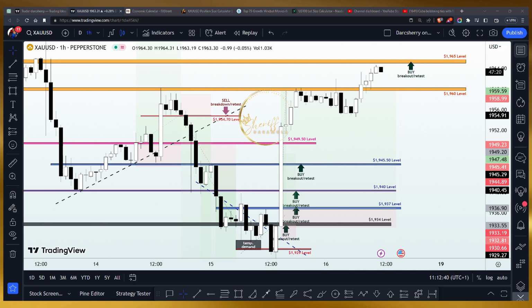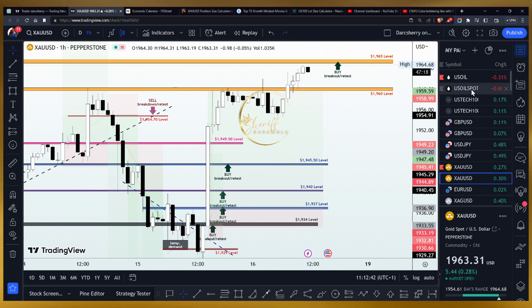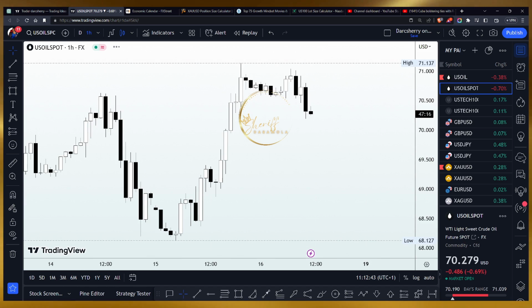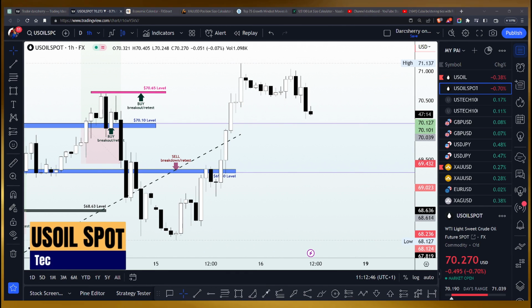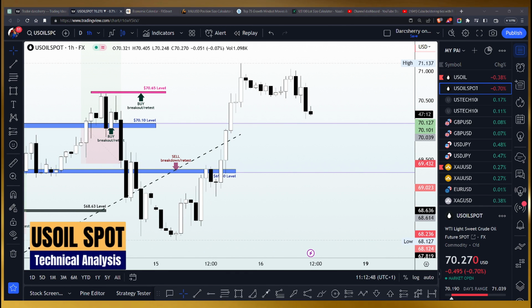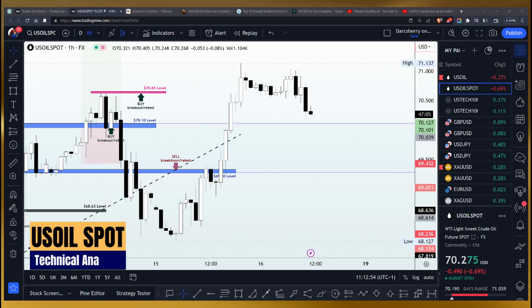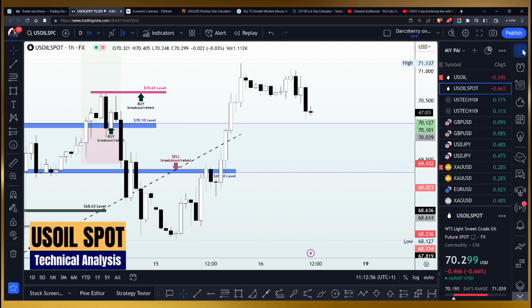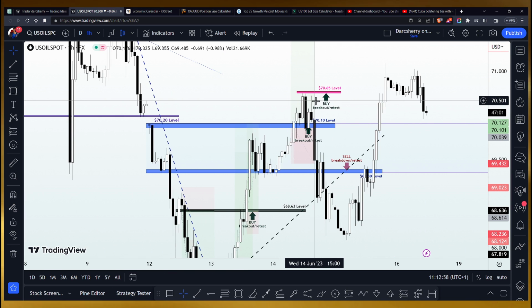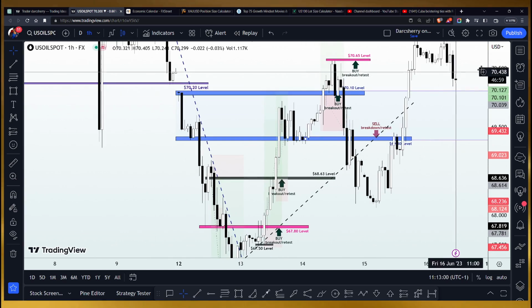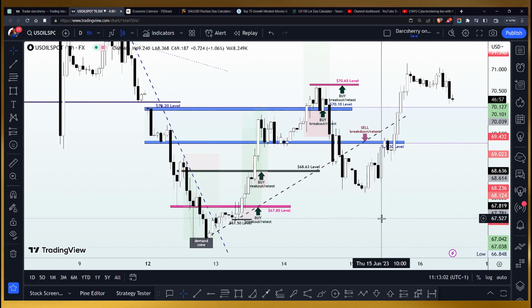So the first instrument we are going to be taking on today is the US oil spot. And so far so good. This week has been profitable for us on the US oil spot. So I would like to take us through the beginning of the week, what we saw here, and how we have been buying or selling the US oil spot so far this week.